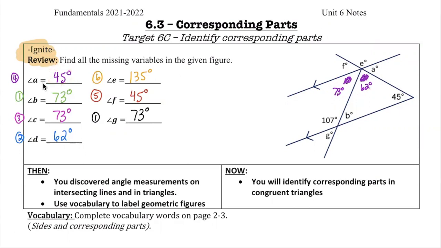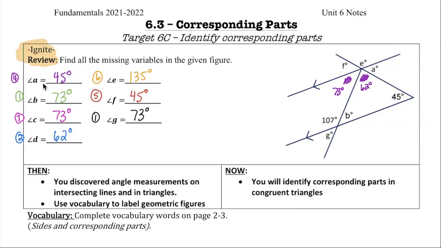Once we know angle A, angle F is awesome to find, because angle A and angle F are vertical angles, which means they are congruent. So angle F is 45 degrees. And now angle E is a linear pair with angle F. So 180 minus angle F, which is 45, gives us our final answer for angle E of 135 degrees.